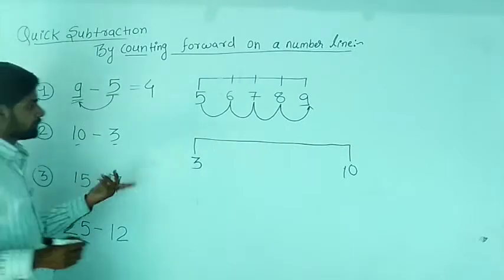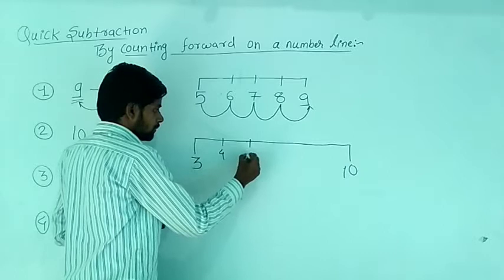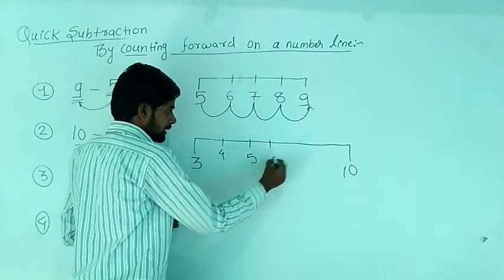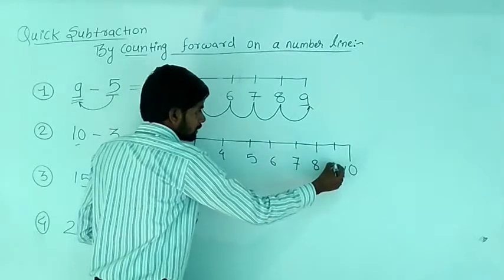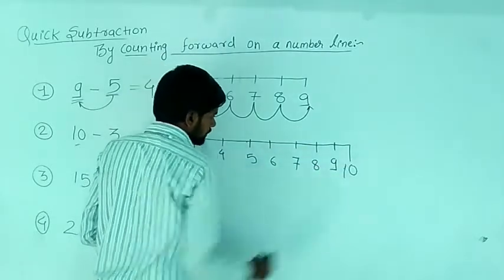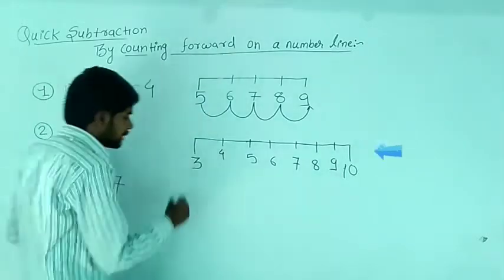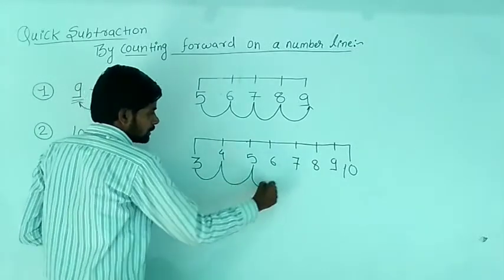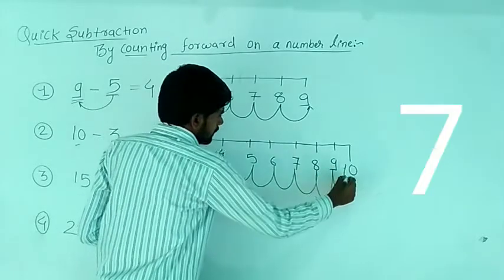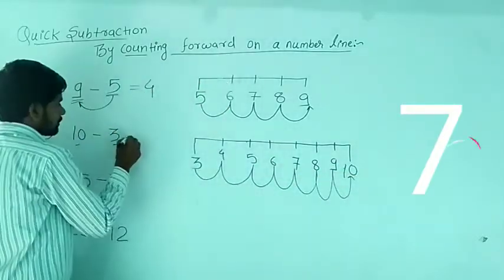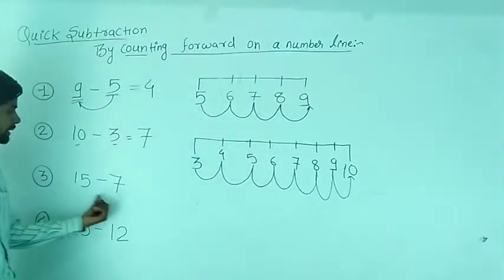Okay. So अब बीच में जो भी numbers है वो लिख लेते हैं. 4, 5, 6, 7, 8, 9 and the last one is 10. So now we have to start counting after 3 अप टू टिल 10, ठीक है। 1 2 3 4 5 6 and this 7. Okay, so the answer is 7. Understand? Okay, now we have to find 15 minus 7.